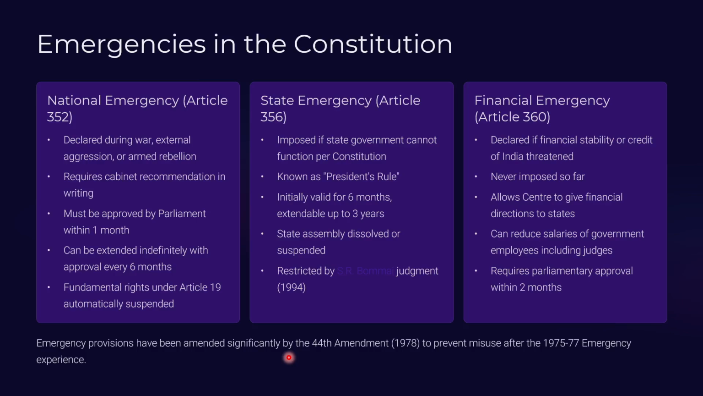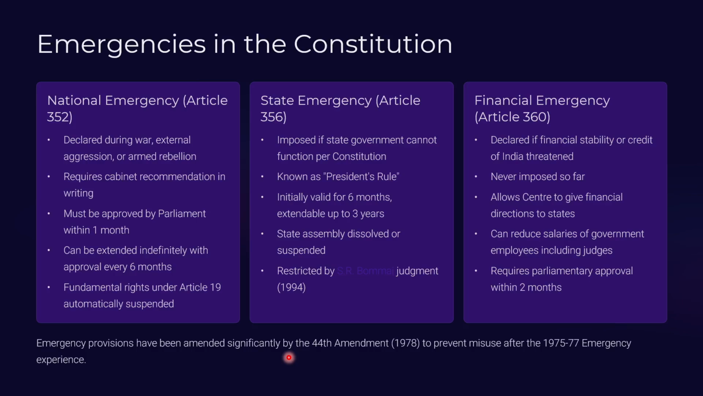So emergencies in the constitution. National emergency, Article 352, then state emergency, Article 356, then financial emergency, Article 360. National emergency, Article 352, is declared during war, external aggression, or armed rebellion. It requires cabinet recommendation in writing, then must be approved by Parliament within 1 month, and can be extended indefinitely with approval every 6 months. Fundamental rights under Article 19 are automatically suspended.